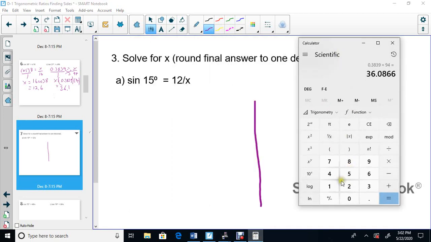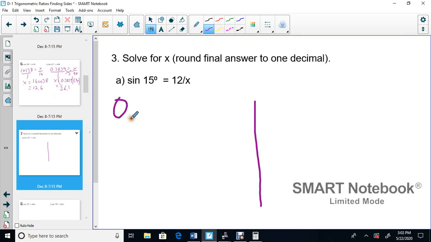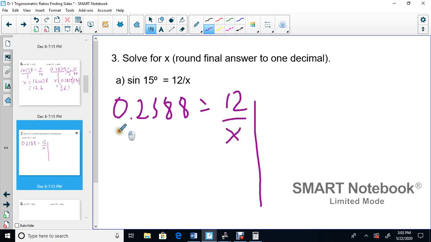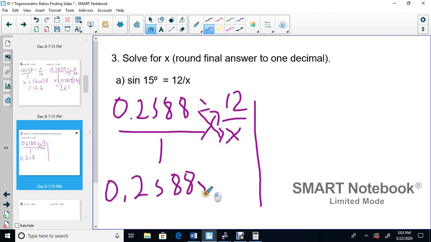So you go sine, 15, and then you get 0.2588. So 0.2588 equals 12 over x. You do the same thing. You put it over 1, and then you cross multiply again. So then you get 0.2588x. You multiply this way and that way, and that equals 12.